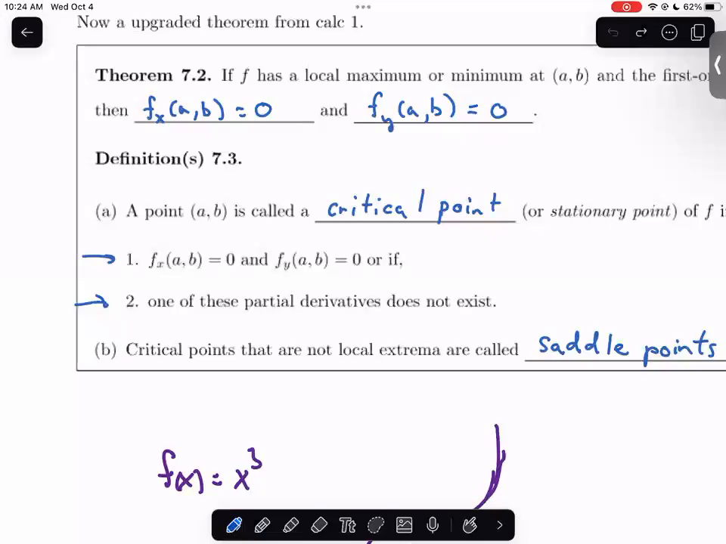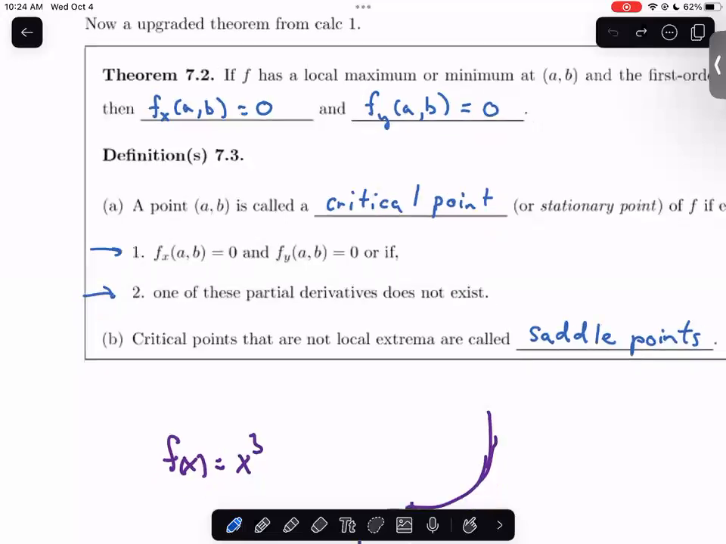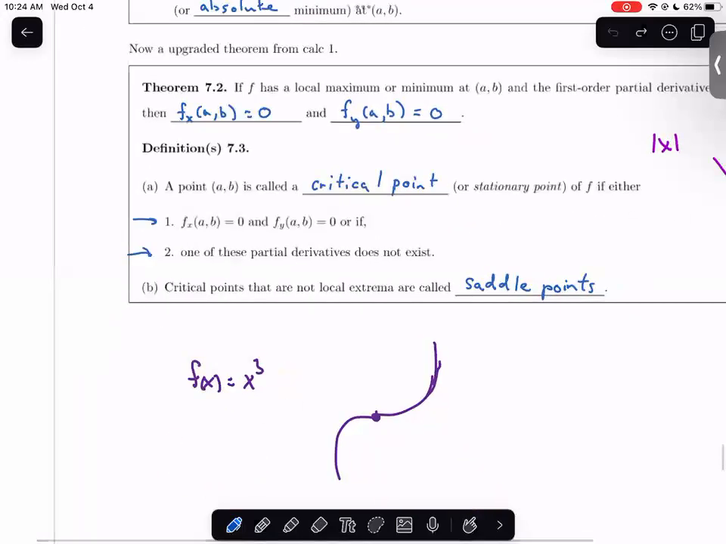But as far as homeworks, quizzes, and exams and whatnot, we're going to be primarily interested when both derivatives are 0. And then finally, critical points that are not a min or a max, so are neither one of these local extrema, are considered saddle points.